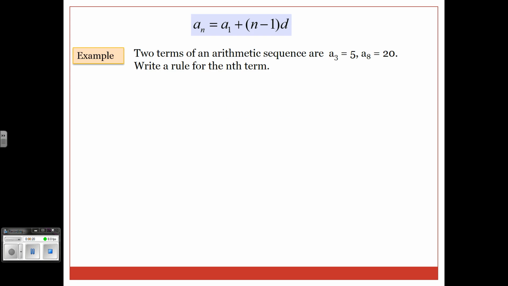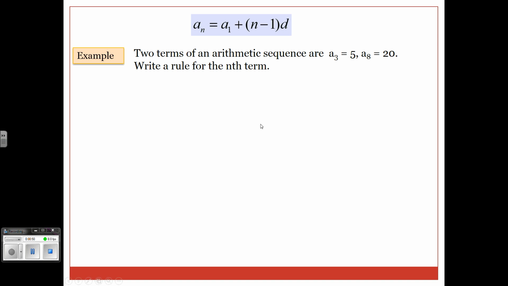So our question here says that I'm giving you two random terms of an arithmetic sequence, and I'm asking you to find a rule for them. So I'm giving you the third term is 5 and the eighth term is 20. Now, we don't know what the first term is and we don't know what the common difference is. We would need those pieces of information to plug into our formula up here to figure out the rule. We can be creative though, and we can actually figure that out.